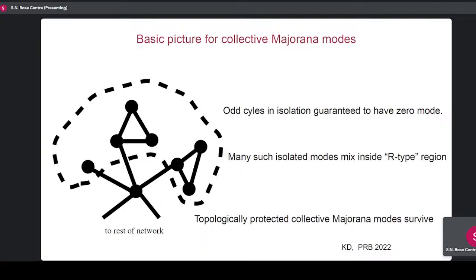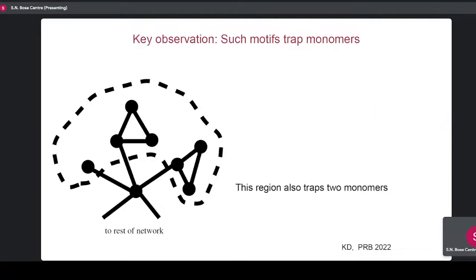And again, you want to try and systematize that. And you notice, again, the key observation that such motifs will also trap monomers of any maximum matching. This is the key observation. For example, this region, the rest of the graph is whatever it is, I don't care. In any maximum matching of the full graph, this region enclosed by dotted circles will host two monomers. Must be the case because you can just make a local argument. So this was the key observation.